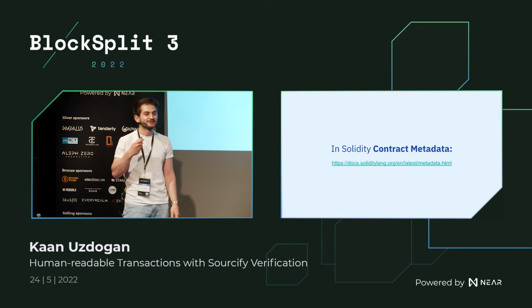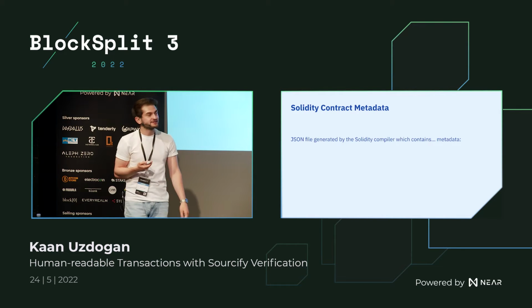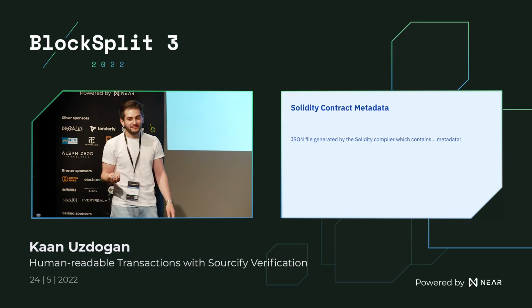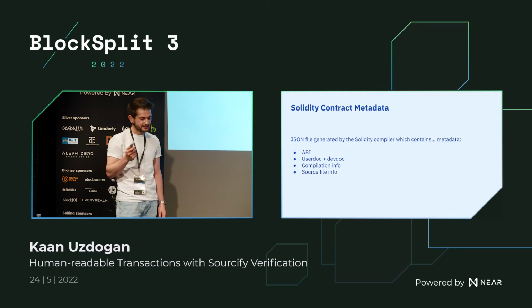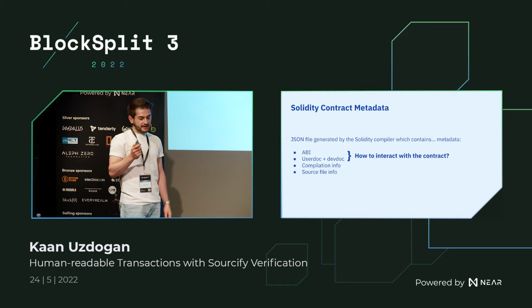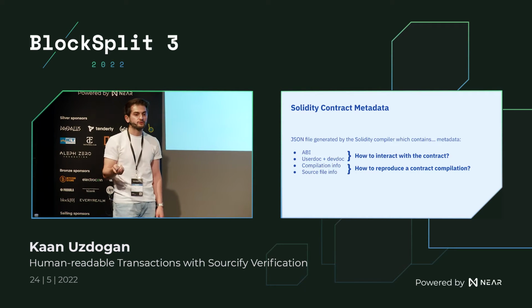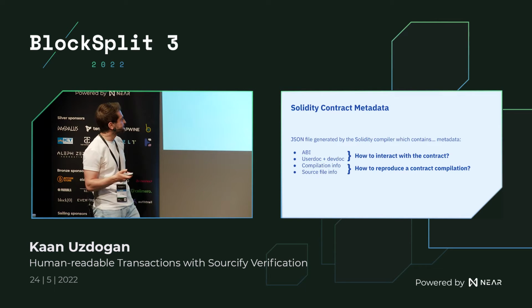It is also part of the Solidity documentation, and it is a JSON file generated by the Solidity compiler which contains metadata. Surprise. What I mean by metadata: the metadata contains the ABI, the user doc, the compilation info, and the source file info. These are the main four fields. The first two are concerned with the question of how to interact with the contract, the ABI and the user documentation. And the second two are about how to reproduce a contract recompilation. So how can we do the exact same compilation again?